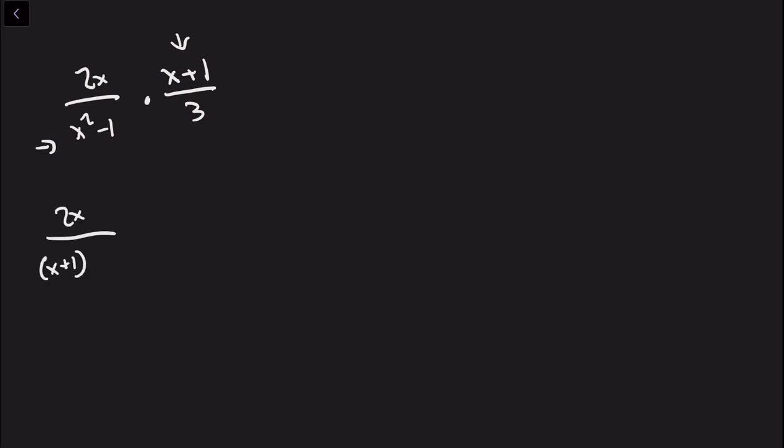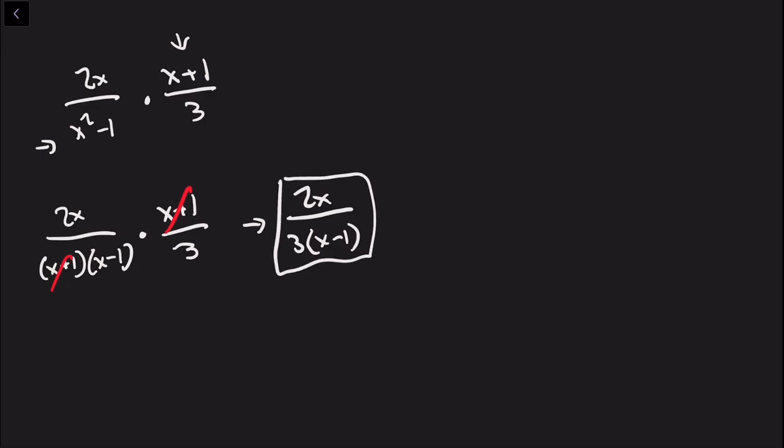So if we have x squared minus 1, that simplifies to x plus 1, x minus 1. And since we're multiplying it by x plus 1 over 3, we see that on the bottom we have an x plus 1, and the top we have an x plus 1, which then cancel out. So now we have only 2x on the top, and then on the bottom we have a 3 times an x minus 1 as our final answer. So when we're multiplying, we can factor everything out first and then cancel any common factors and then multiply straight across from there.